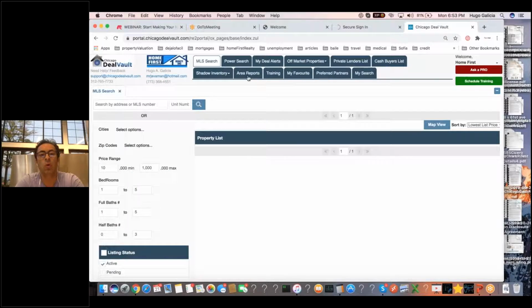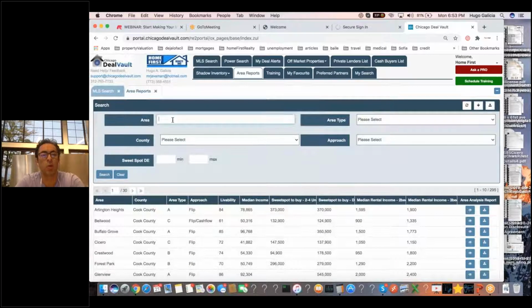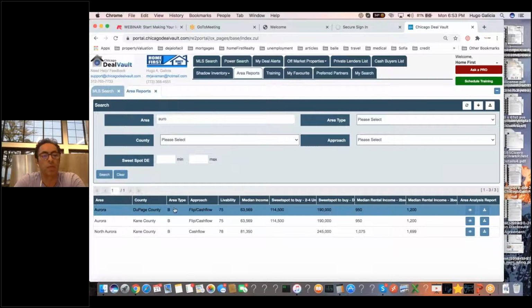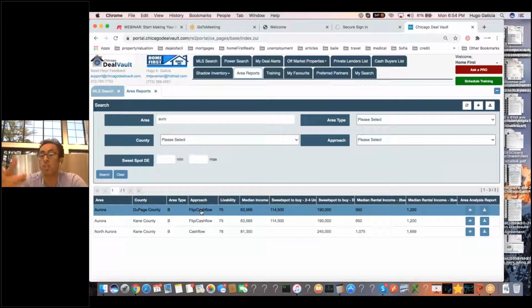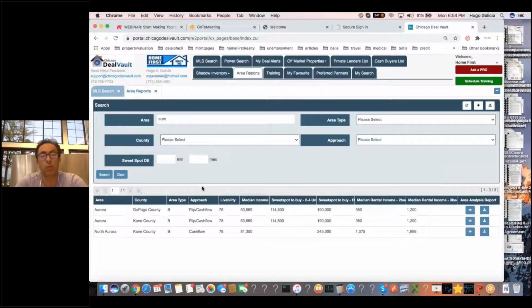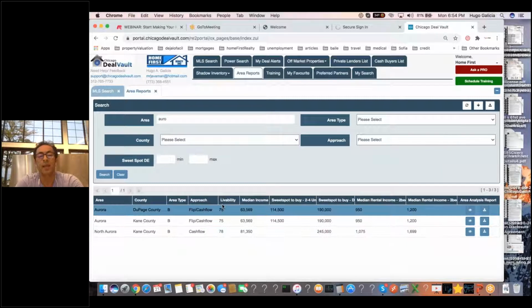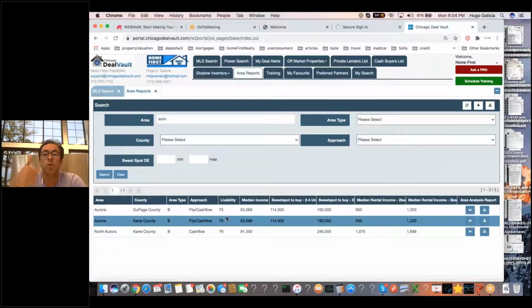So I'm going to go to area reports, and then I'm going to look up Aurora right here. So Aurora is on the second column, is a B market. That's good. It supports both strategies, flip and cash flow, right here on the approach, and the livability score is 75. So it's a good neighborhood. It supports both exit strategies. I like it. I know Aurora is an upcoming market, it's growing, so that's good.